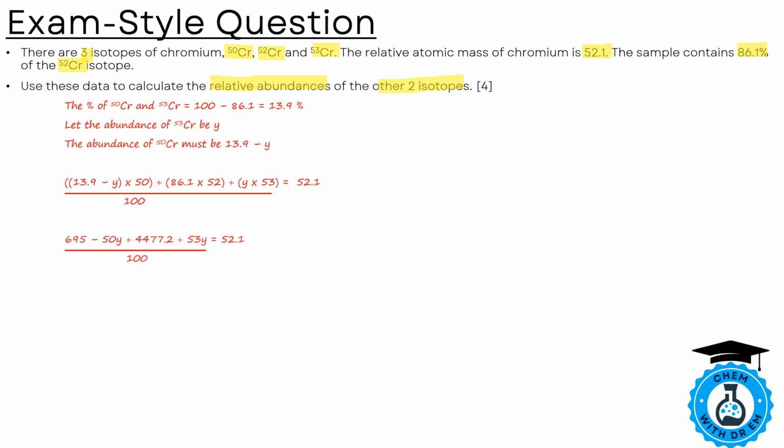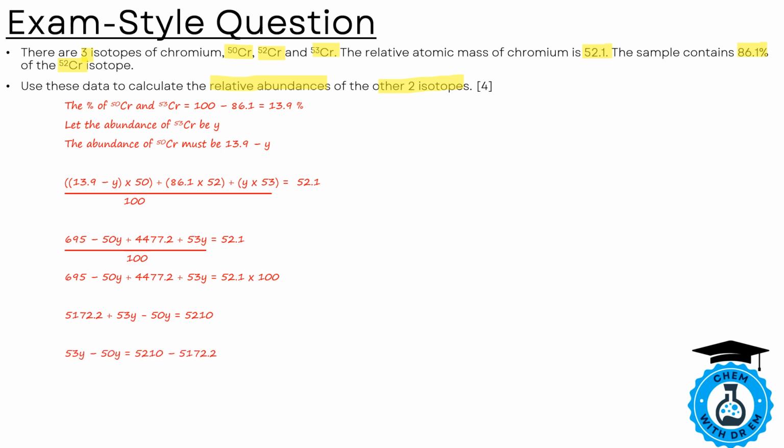We can multiply out those brackets just like we did before, and we end up with 695 minus 50y plus 4,477.2 plus 53y over 100 is 52.1. Again, rearranging, we end up with 695 minus 50y plus 4,477.2 plus 53y is 52.1 times 100. Multiplying that out again and rearranging, we get 5,172.2 plus 53y minus 50y is 5,210.